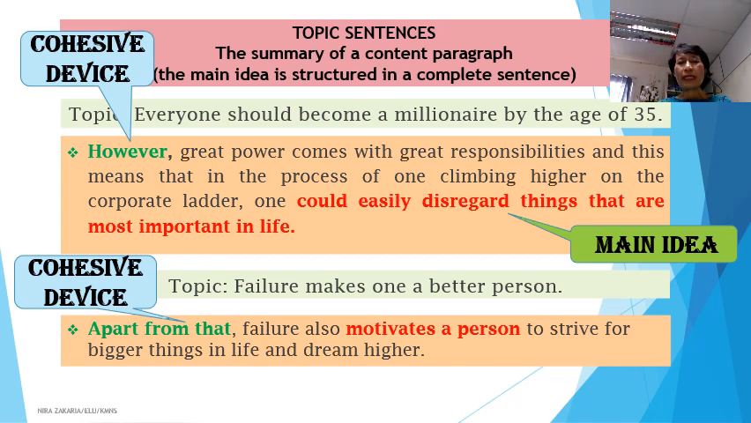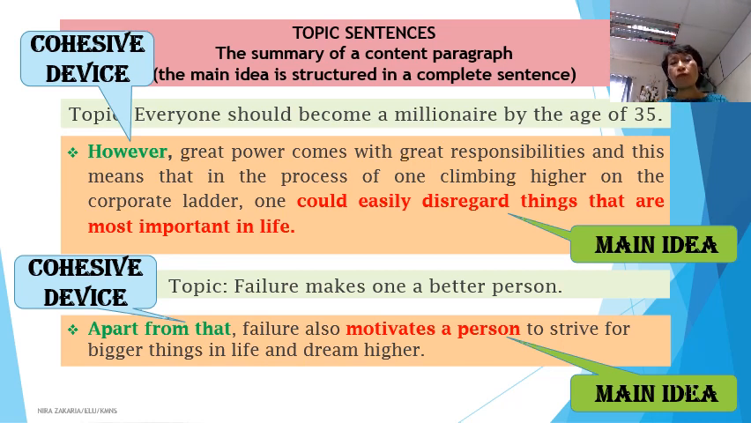So this is the topic sentence, and you can see the cohesive device used there is apart from that. This is when you are showing another idea which is similar with the previous idea. Firstly and secondly, or you can go by apart from that. And what about the main idea? This is the main idea about motivating a person, on how it can improve a person, molding a person into somebody who is better.